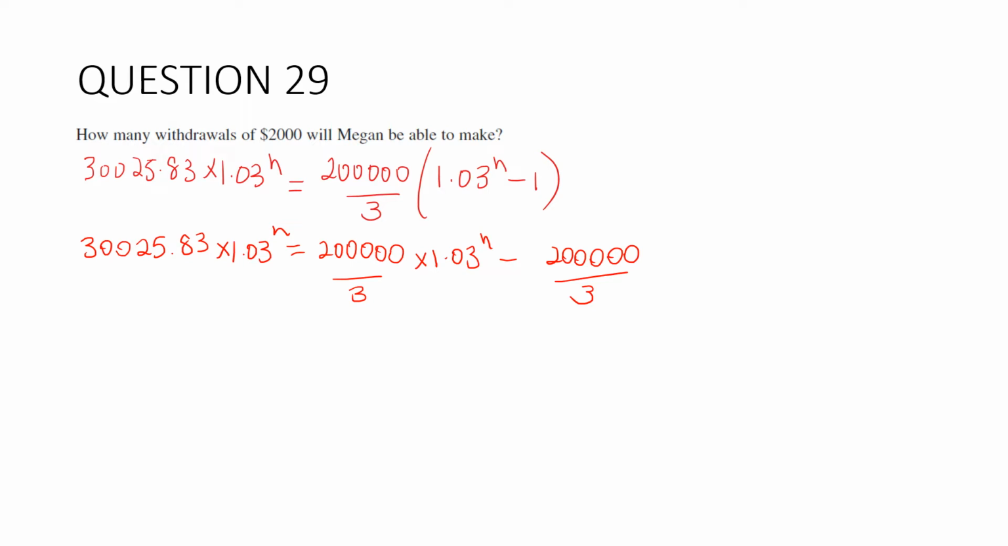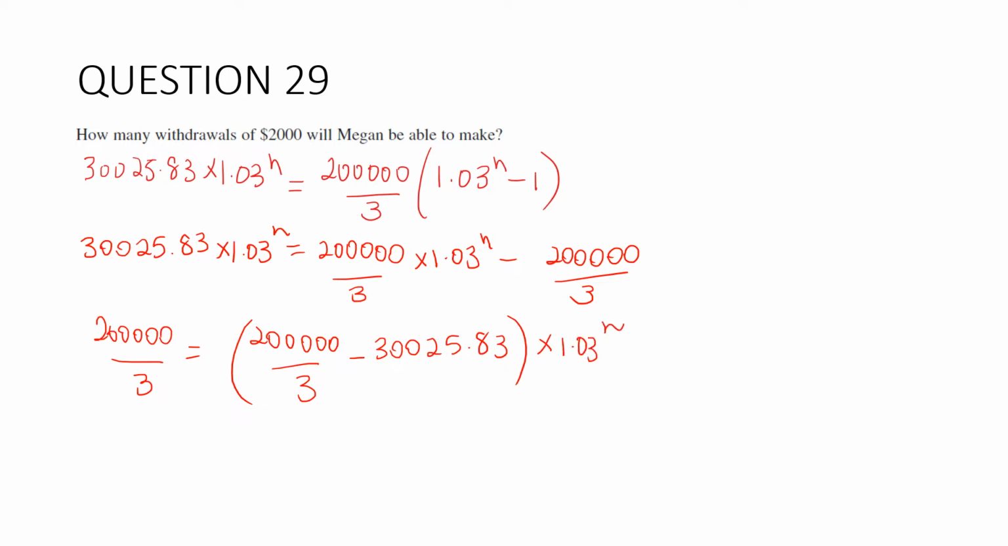So we have 200,000 on 3 is equal to 200,000 on 3, take away 30,025.83, lots of 1.03 to the power of n. Okay, let's work out what this number in the brackets is. 200,000 divided by 3, take away 30,025.83 is 36,640.